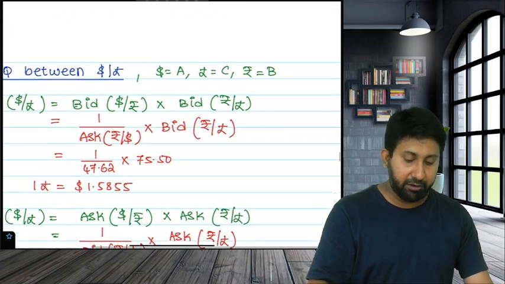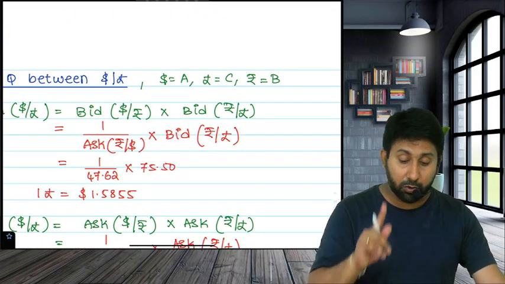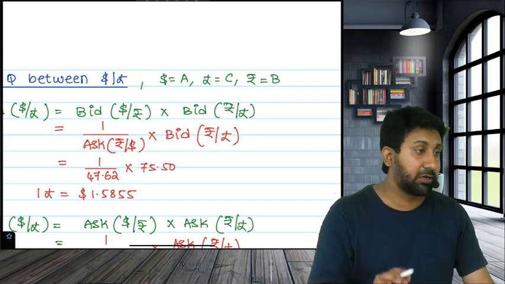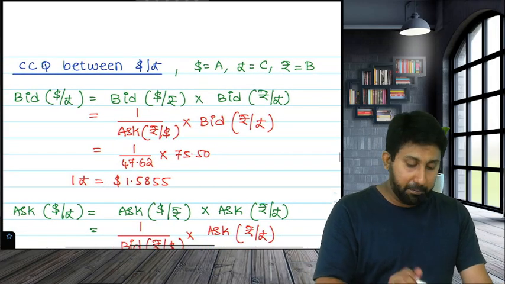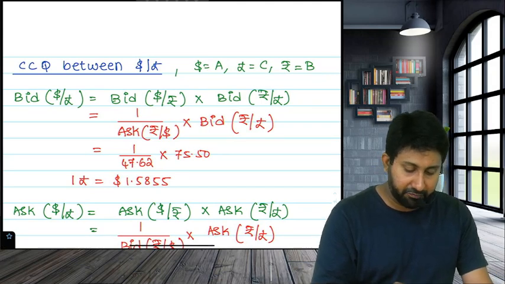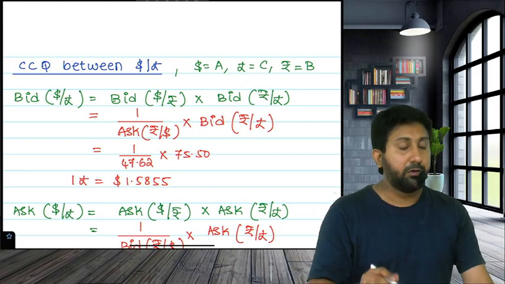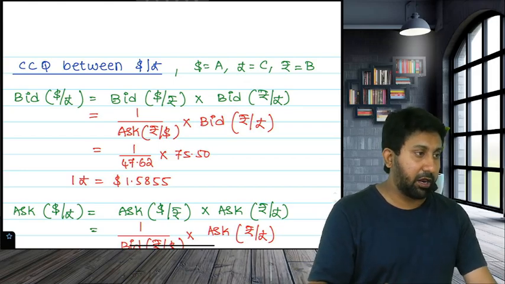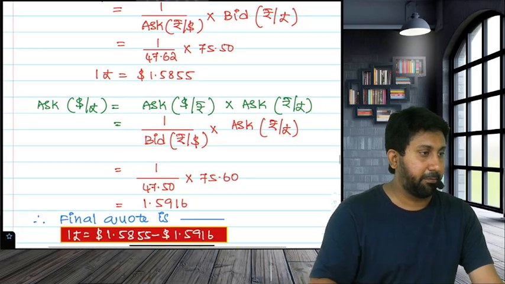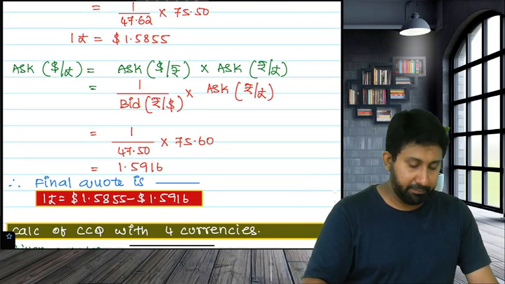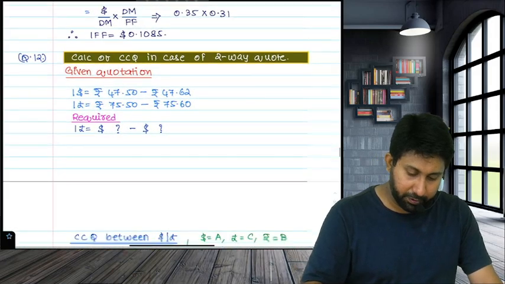Here if you observe, the two currencies which are not quoted together are dollar and pound, but they are quoted together on a common currency called the rupee. So bid of A by C equal to bid of A by B into bid of B by C. So we can calculate a cross currency between dollar and pound. This is the value that we obtain. So finally, copy down the solution.